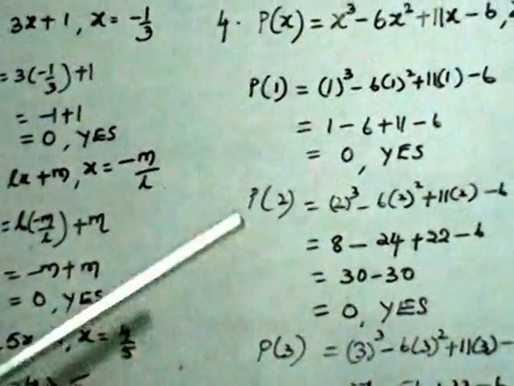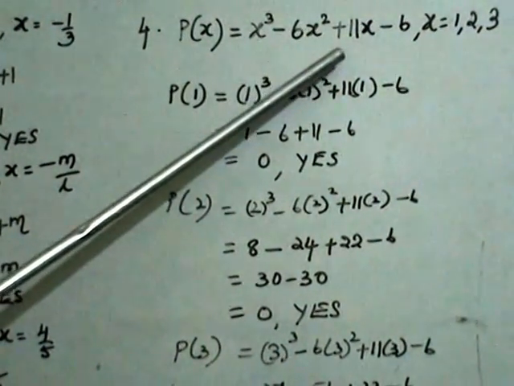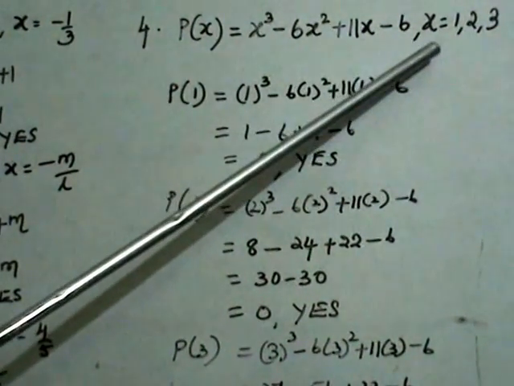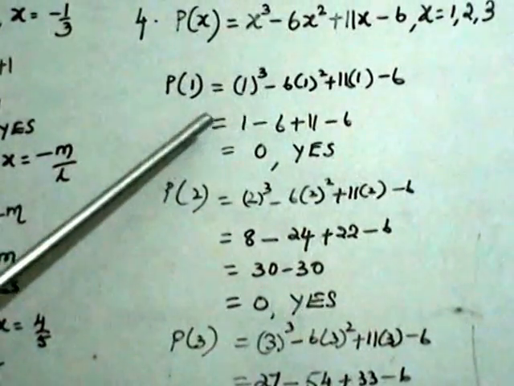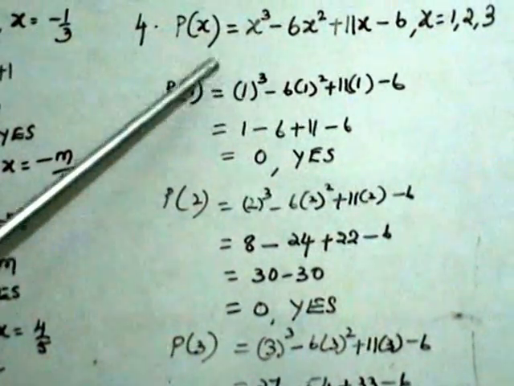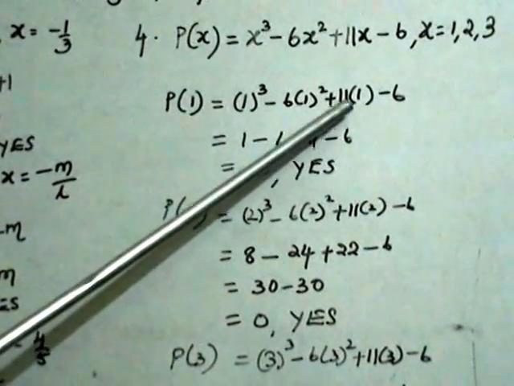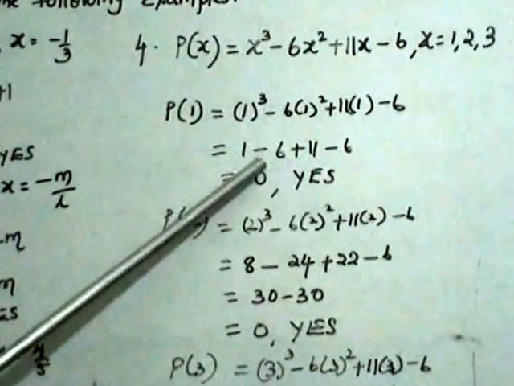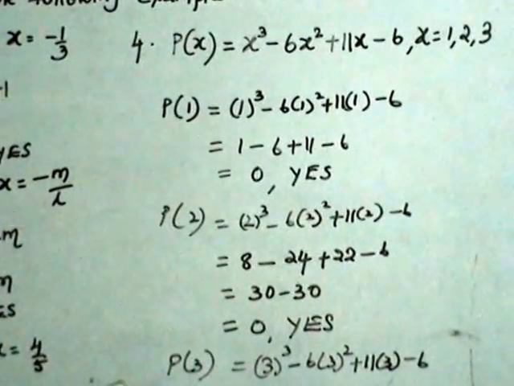The fourth example, p of x is equal to x cube minus 6x square plus 11x minus 6, where x is 1, 2 and 3. So let us take 1 first. P of 1 is equal to, replacing 1 for x, 1 whole cube minus 6 into 1 whole square plus 11 into 1 minus 6, which is 1 minus 6 plus 11 minus 6, which is 0. So this is a 0 of the polynomial.